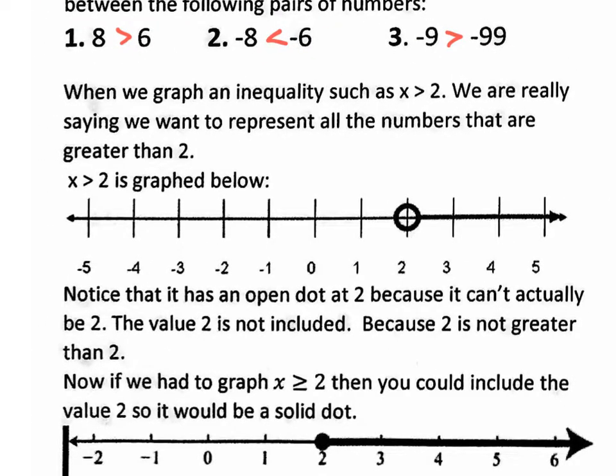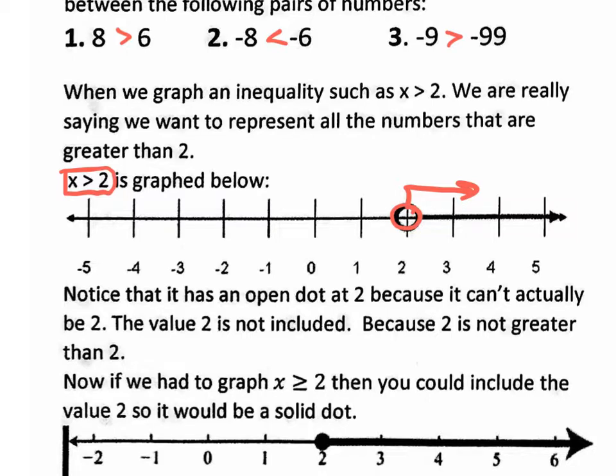If we're graphing x is greater than 2, you're talking about all the numbers that are greater than 2, and 2 is not greater than 2. 2 is equal to 2. Make sense? Okay. So that's why it has to be an open dot and going that way. So whenever it says just greater than, it's going to be an open dot. Whenever it's a greater than or equal to, it's going to be a solid dot, because the or equal to allows the 2 to be equal to 2.